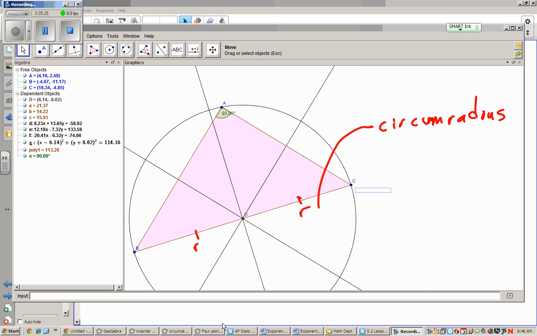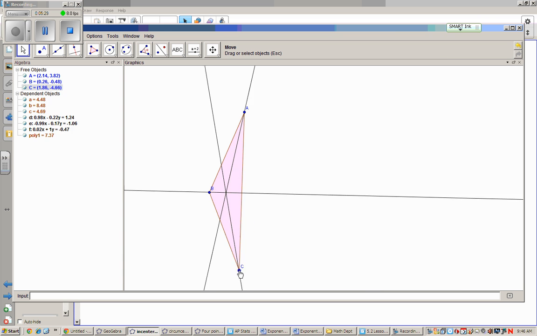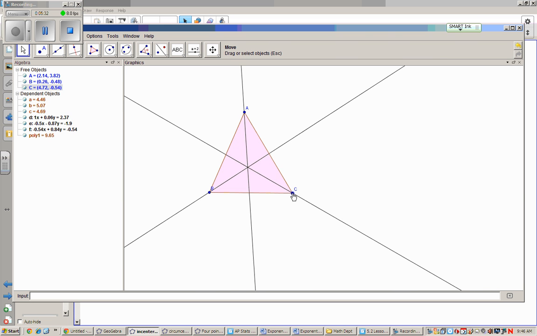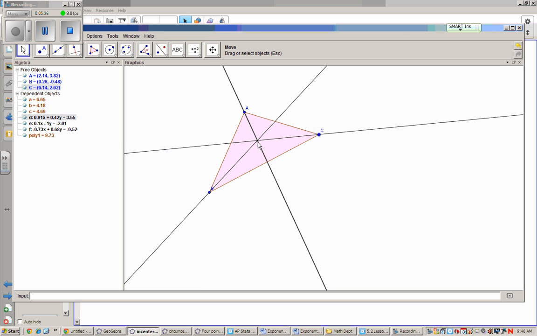All right, now if we look at incenter, if I have an obtuse triangle or an acute triangle or a right triangle, it doesn't matter. The incenter is always right in the middle.